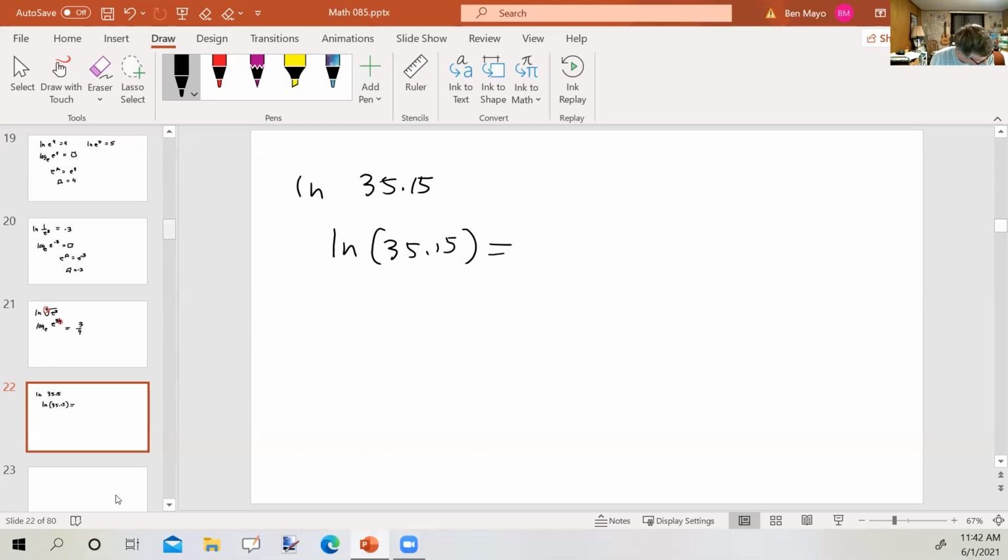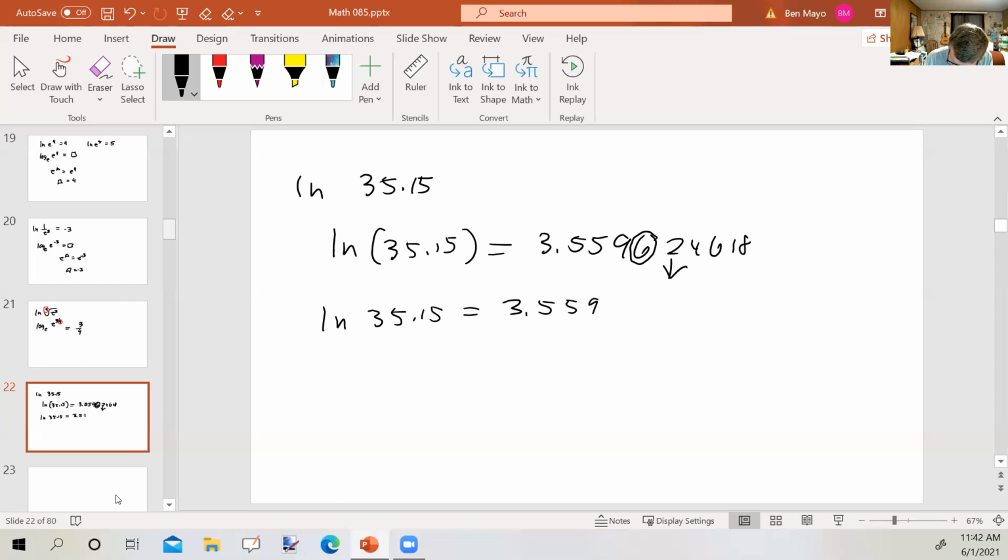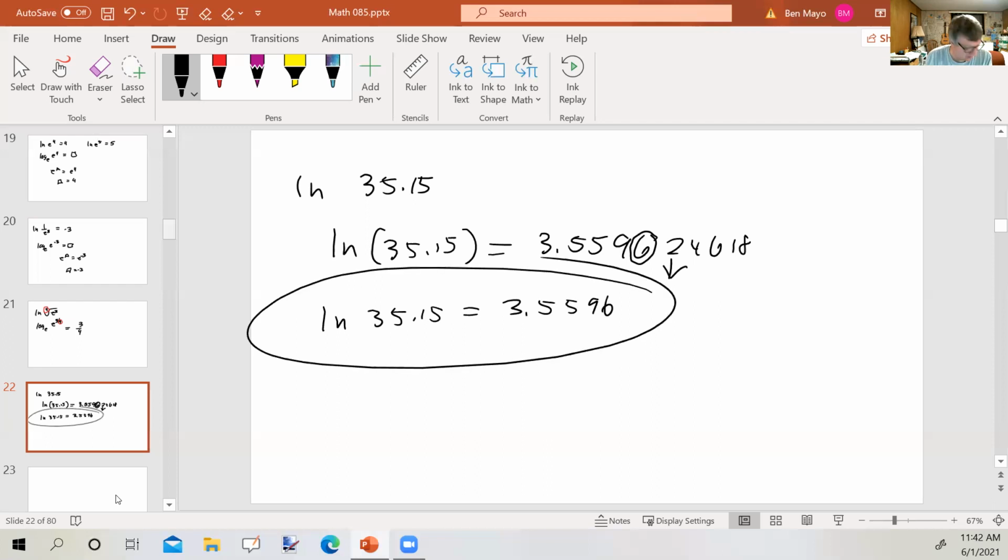It said express all answers to 4 decimal places. So I've got 3.559624618. Let's see, 4 decimal places would be there. The 2 would round down. So the natural log of 35.15 is 3.5596.